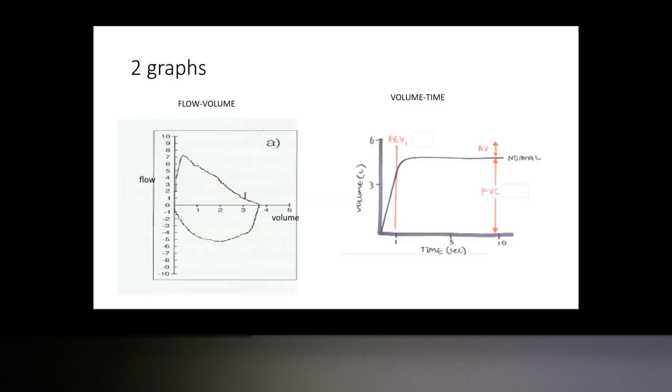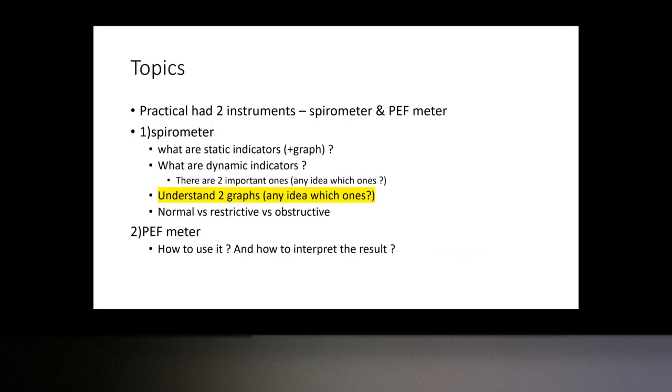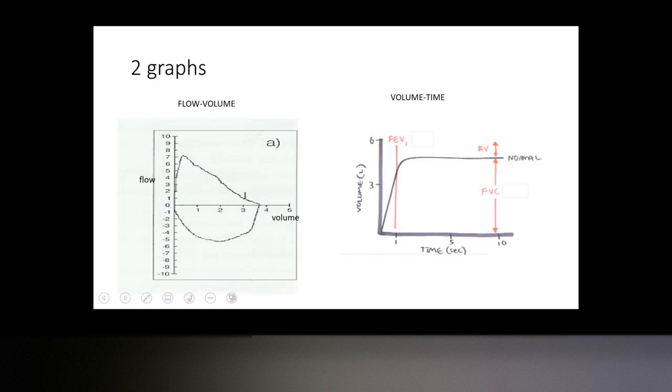Yes. Okay, perfect. So now we understand the static indicators, and we understand what the dynamic indicators are. We also understand the two main ones which we'll be using in this presentation. Now we will use all of this to understand these two graphs. Whatever we learned during these two topics, we will integrate with these two graphs, and in the end, after we understand the graphs, we will connect them to these diseases. So we have two graphs: the flow volume and the volume time. Flow volume is what you would get in the spirometer. This is the result you would get.